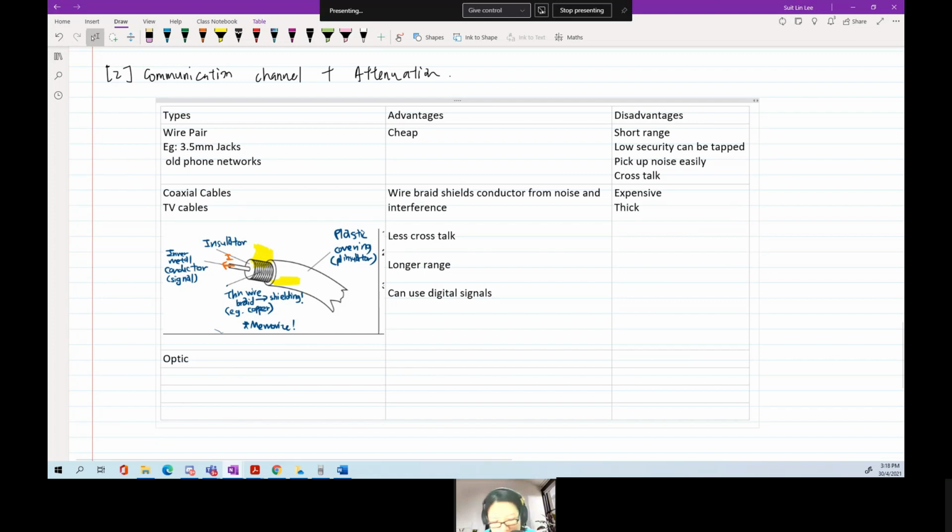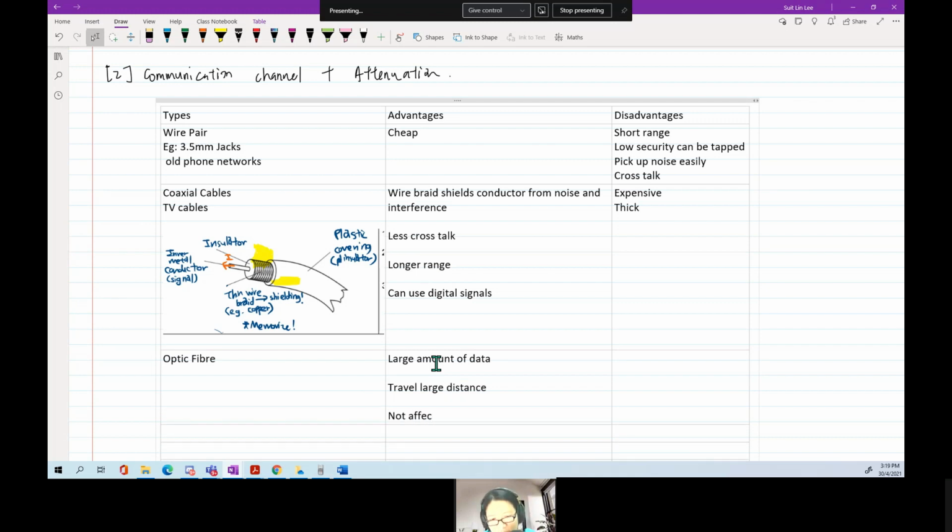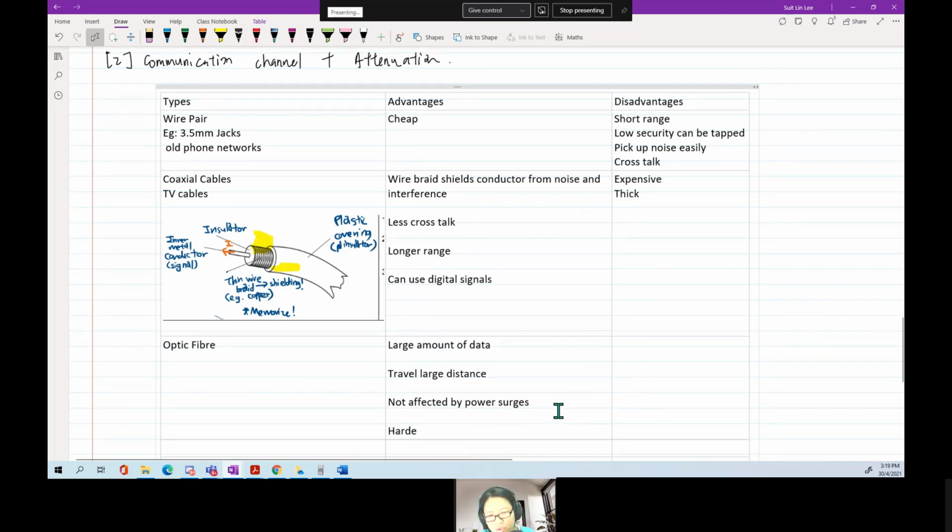The next one is optic fiber. Okay, so optic fiber is your Wi-Fi, not Wi-Fi, sorry, your Unifi is optic fiber. Okay, I think Maxis now is also bringing up optic fiber. So this one, the main point here is that we can send a large amount of data. Light can carry more data. Travel large distance. Okay, not affected by power surges because it's light. This is still electric signal. Suddenly got lightning very large at the side, it will affect the signal one. This one not so much. Okay, so harder to tap.